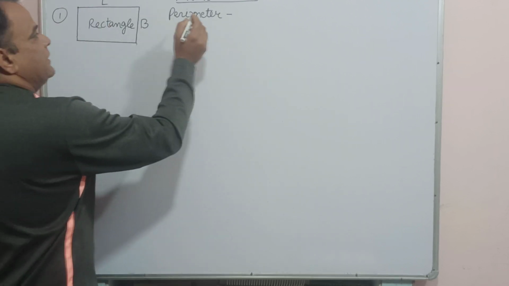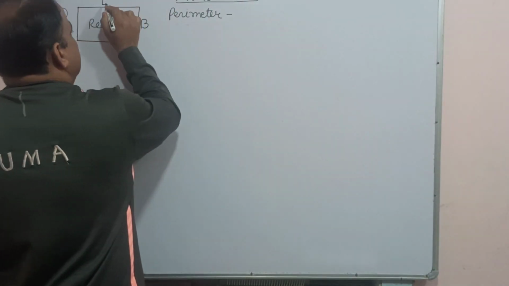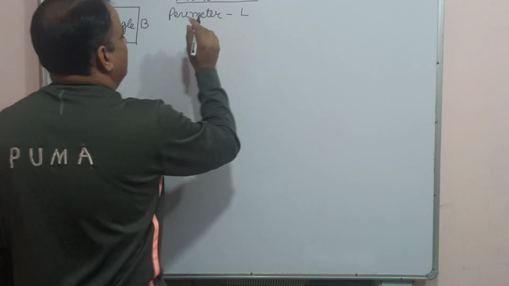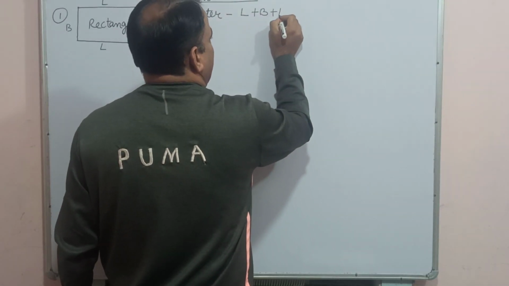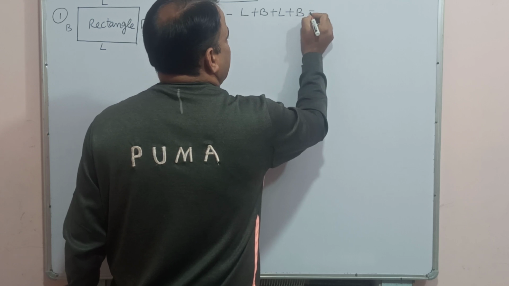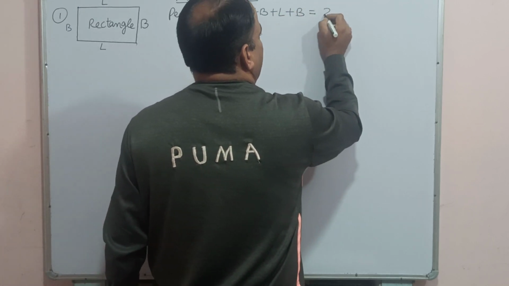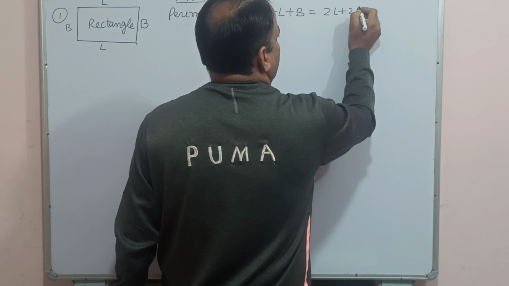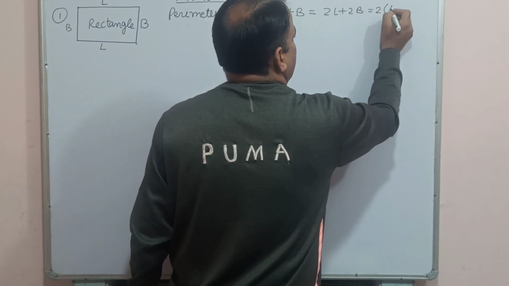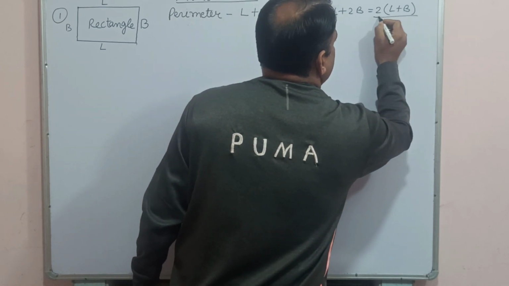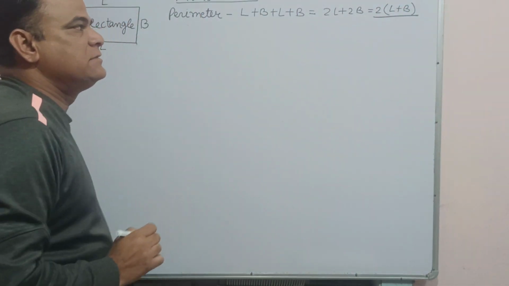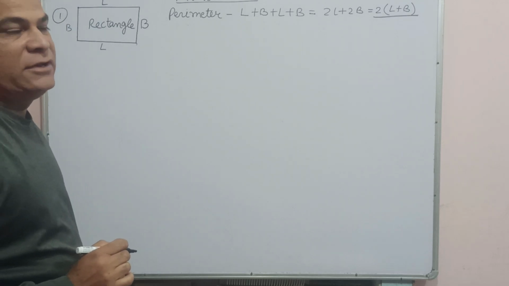So we can say that perimeter of rectangle is first L, length of the figure, then breadth, that is B. Again this is also length and this is breadth, that is L plus B. We can see that there are 2L plus 2B, and by taking 2 common, that is the perimeter of the rectangle. So we can say that the perimeter of rectangle is 2 into (L plus B).